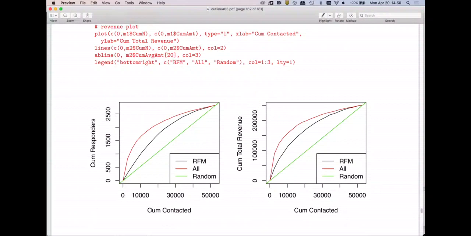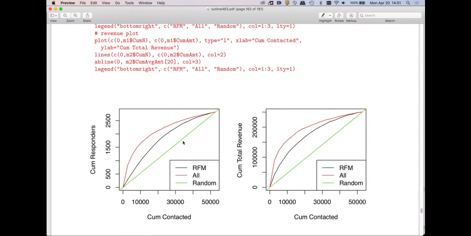On the horizontal axis, I've decided to put the number of people contacted. So this is like how far are you going into the file? And you could look at how many responders do you get, or how much revenue do you generate. Curves are pretty similar. One thing to note is that random is what appears to be a 45-degree line. It's not really a 45-degree line because in an ROC curve, this would be 0 to 1 and 0 to 1. The scaling's a bit different, but it appears to be that 45-degree line.